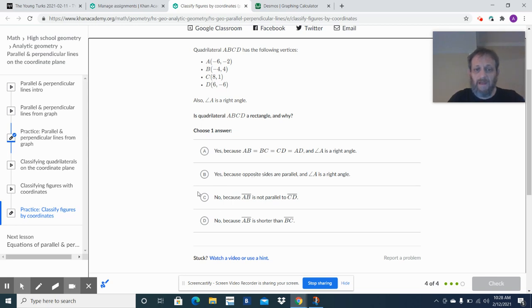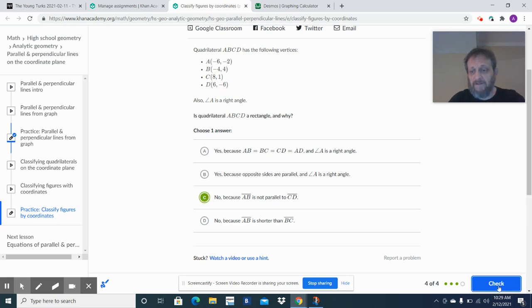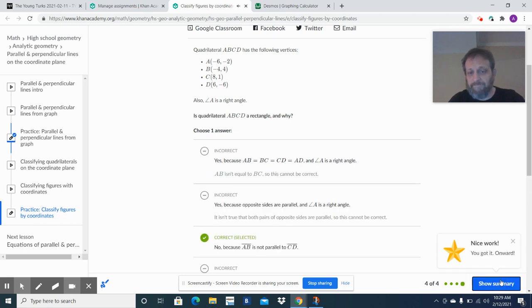Now, why? I'm going to see, okay, this one doesn't make any sense, again, because that would be for a square. We know it's not yes. So it's either no because they're not parallel, or no because one is shorter than the other. We just did slope. I know they're not going to turn out to be parallel because they didn't turn out to be perpendicular. So it's going to be C. All right. Again, that one's a little more complicated. If you have any questions, don't hesitate to ask.